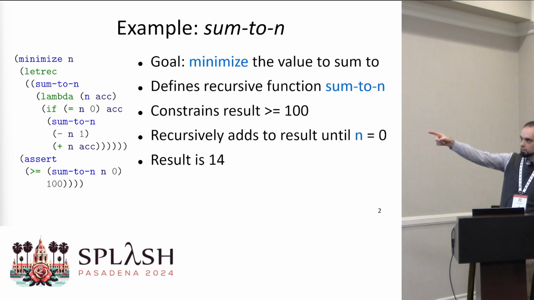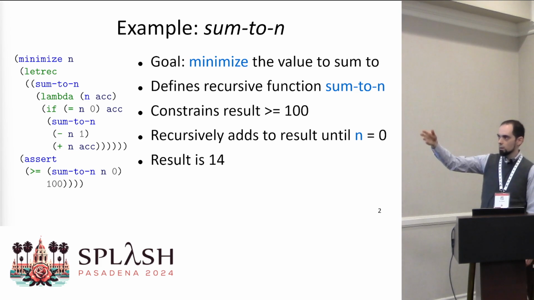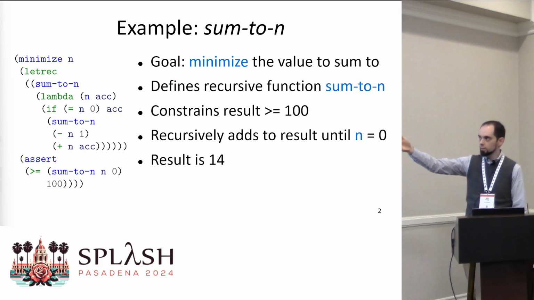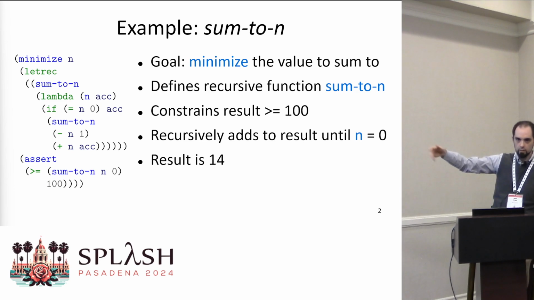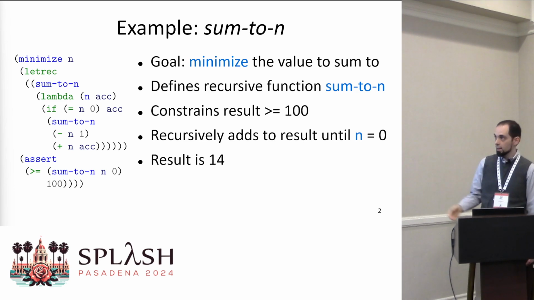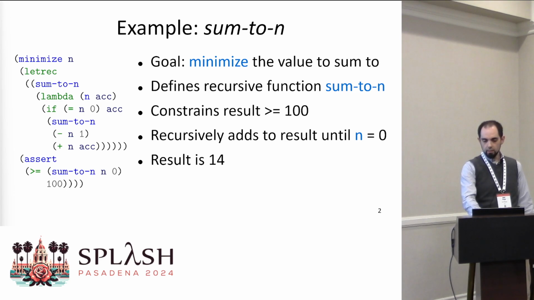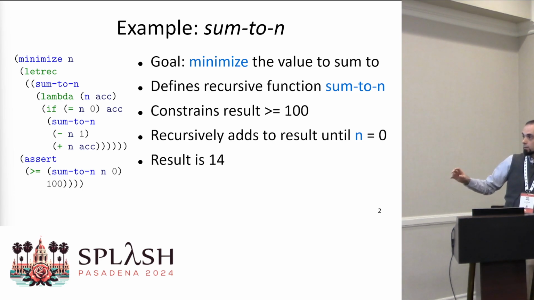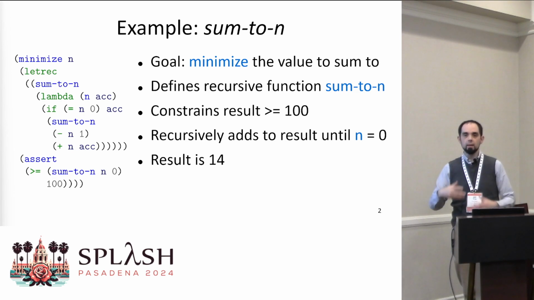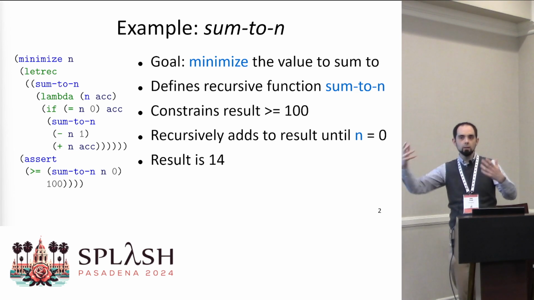On the left side here, we see some code. This is the normal implementation of a sum to n function, where you get an increasing accumulator and a monotonically decreasing number n. Normally here we have a fixed n, and we add up to that n.